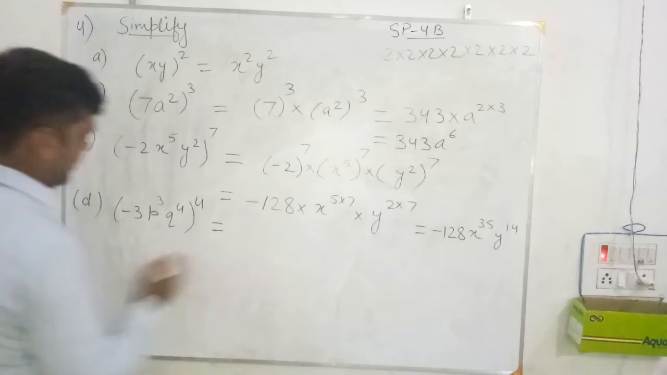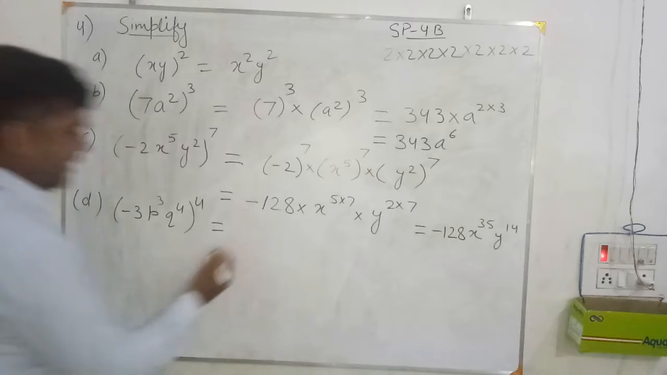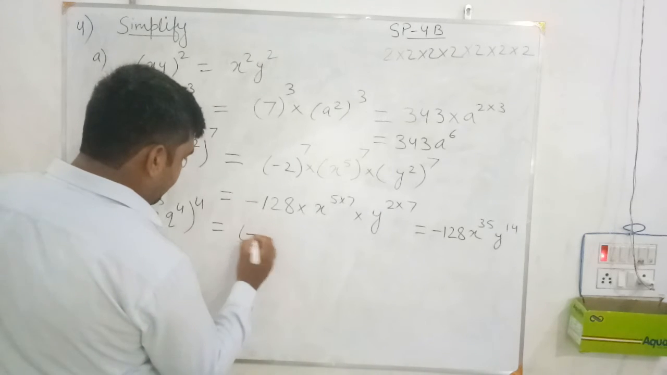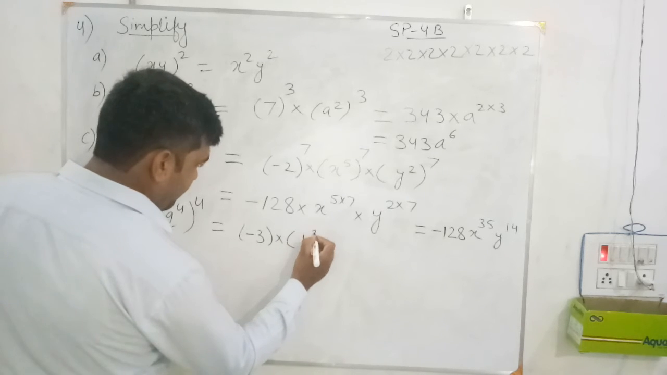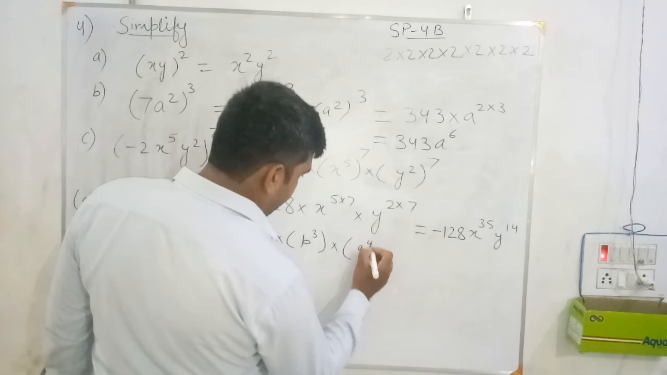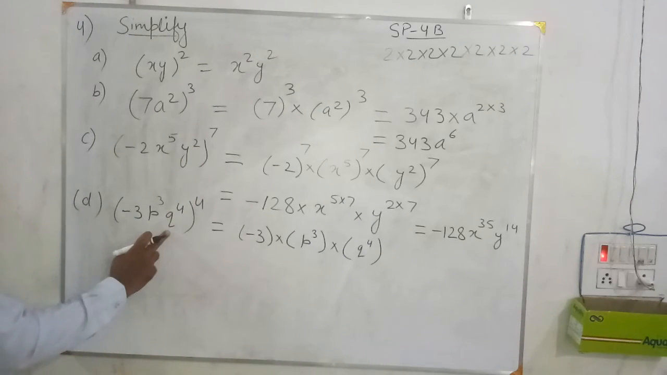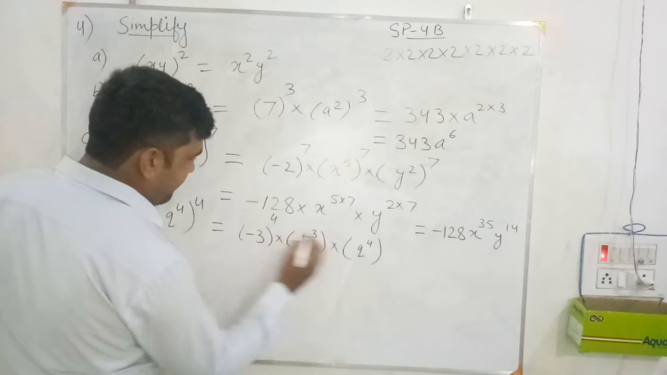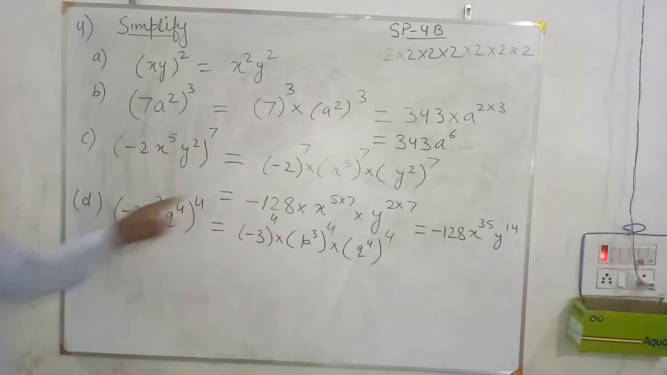Here also in this question, there are 3 different bases: minus 3, p cube and q to the power 4. Again you write all 3 different bases: minus 3, multiplied by the second base p cube, multiplied by the third base q to the power 4. These 3 different bases are there, and this power 4 is the whole power on these different bases. So raise power 4 to each base. Now minus 3 to the power 4, p cube to the power 4, q to the power 4 to the power 4. After that we will multiply.